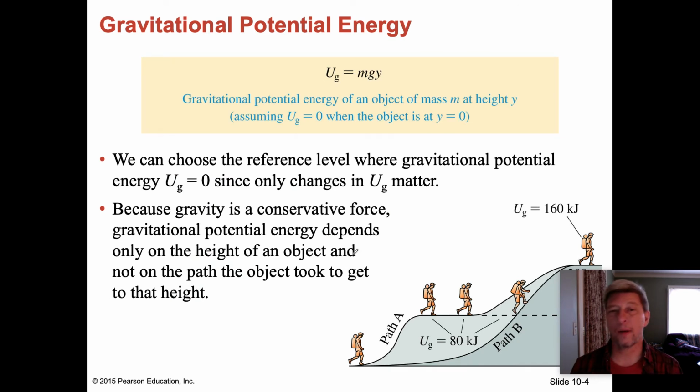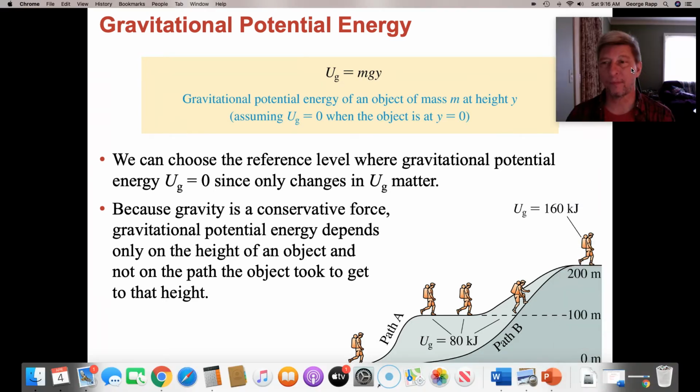So here's the formula. The gravitational potential energy of an object with a mass m at a height y above the ground is equal to m times g times y, assuming that when y equals 0, there's no gravitational potential energy. We can choose whatever reference level we want for this, since only the changes in the gravitational potential energy really matter.